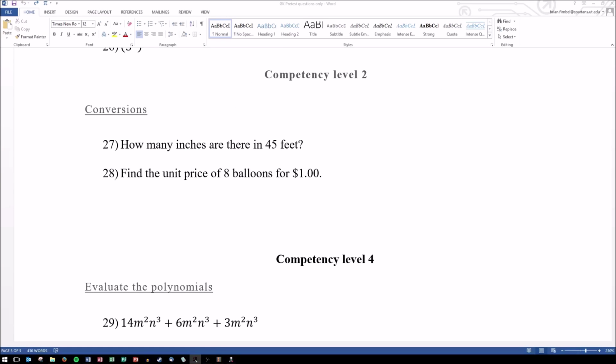And we move on to number 28. Find the unit price of 8 balloons for $1. Alright, so we have 8 balloons for $1. Well, this is simply a fraction. The whole amount spent is $1, and the number we got was 8 balloons. So we have 1 divided by 8, which is 0.125. We don't have a 0.125 coin, so we are going to round to the hundredths place, because that is where we do have denominations. And we're going to end up with 13. So there are 13 cents each.